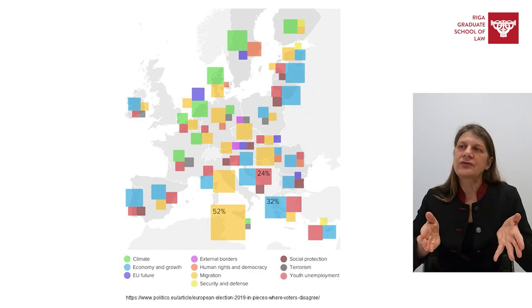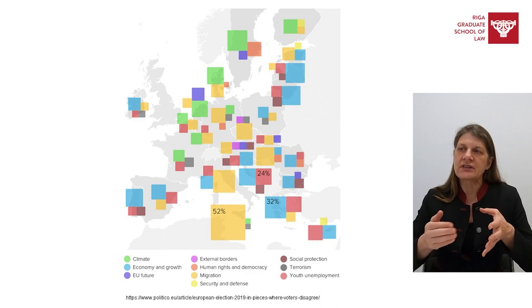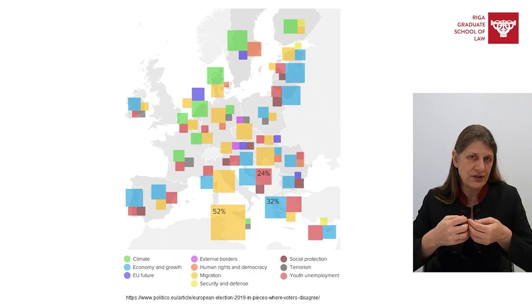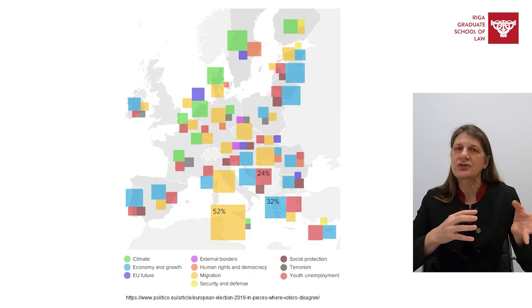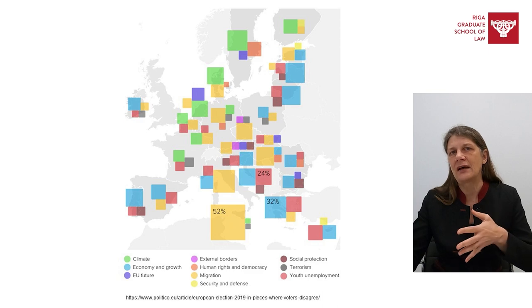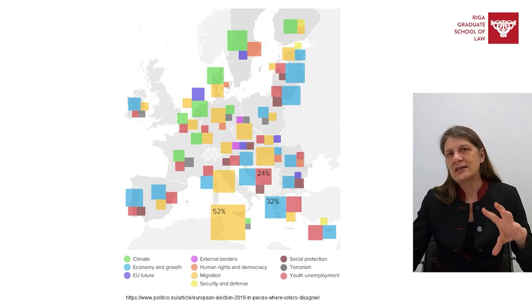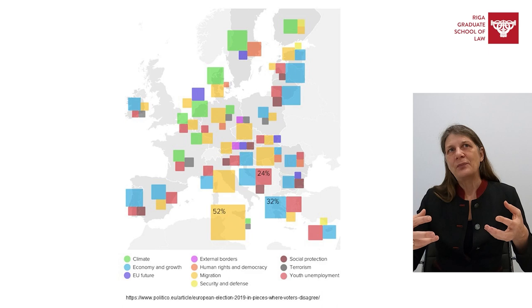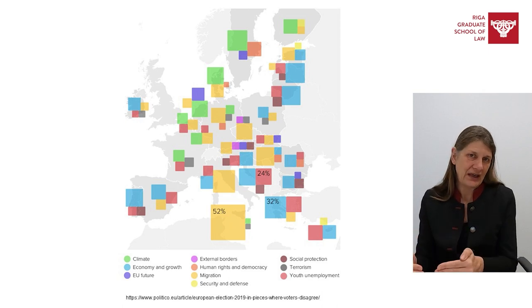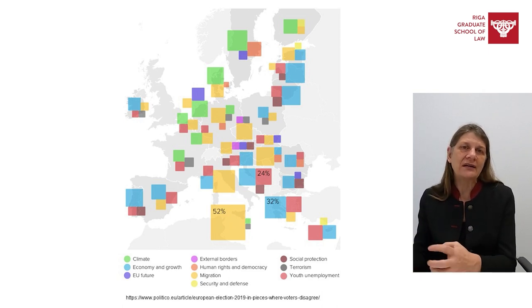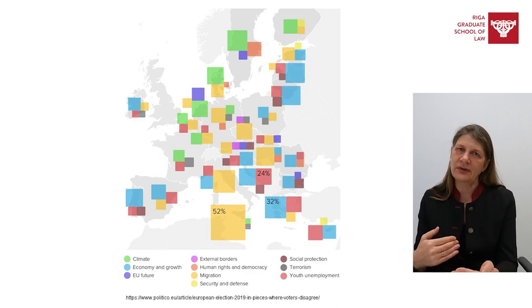And then of course issues like external borders and also social protection, but in some cases also internal security, so terrorism, where we have had some really bad experiences in Europe. And finally, youth unemployment, which goes very closely hand in hand with economic growth. So when we see this map of different concerns by people, politicians have quite a high responsibility to match their pre-election campaigns with these concerns so that they can be credible in their campaigns.